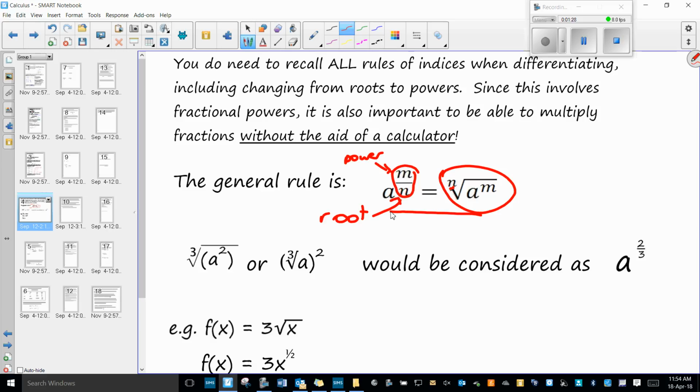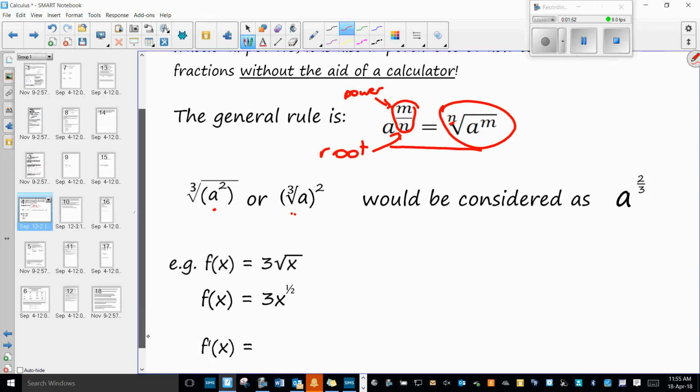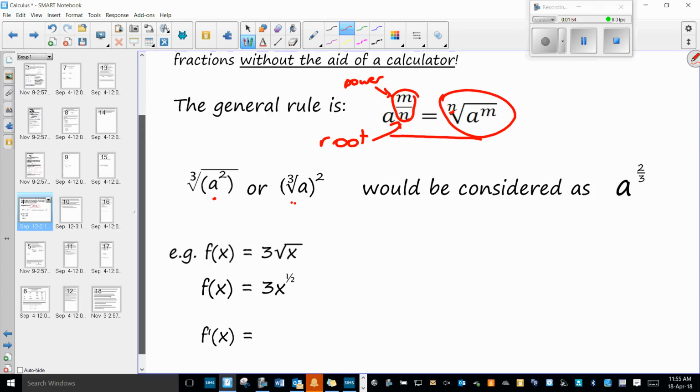So you can have either of these two formats. Both of them are equivalent. So the power can be inside the root, or it could be outside. Okay, both of these two here would be rewritten as a to the power 2 over 3. Okay, so you've got to be confident at changing from root form to power form. So if I had 3 root x, I would have 3x to the power 1/2.